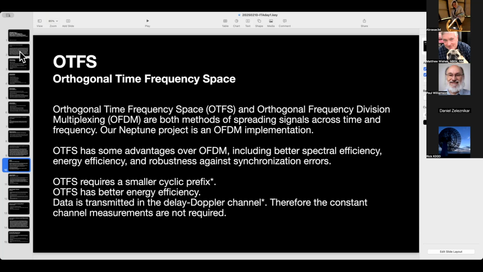So, I mean, that gets lots of attention from people. These are big claims. OTFS requires a smaller cyclic prefix and has better energy efficiency. And how does it do all this? It's because you transmit your symbols in delay Doppler channels, so the constant channel measurements are not required. So again, here's another presentation that's trying to figure out how to resolve some of the restrictions or requirements from things like OFDM.